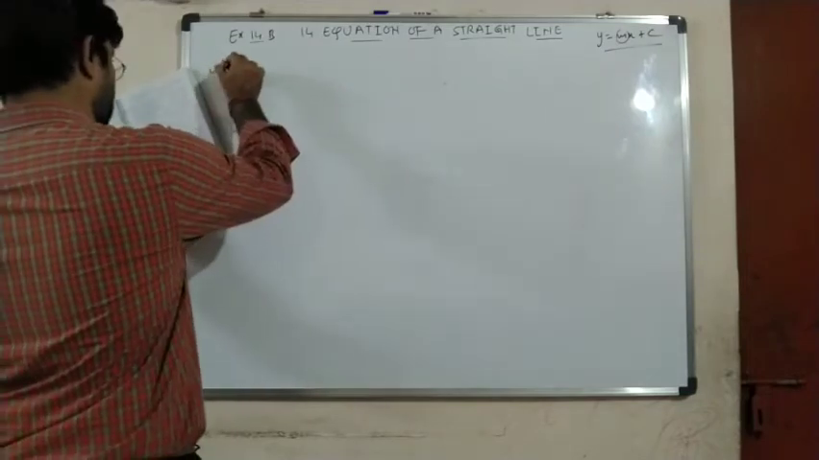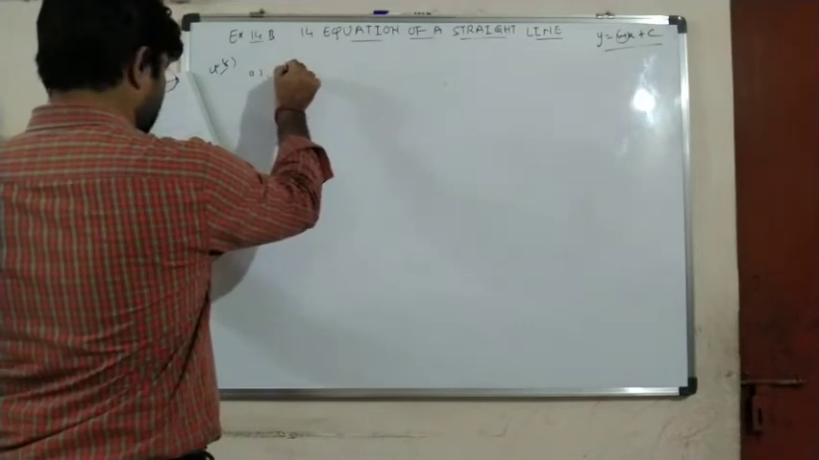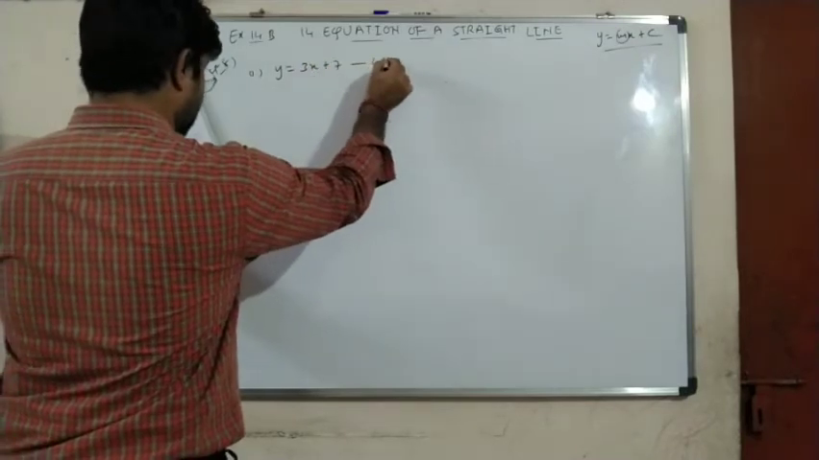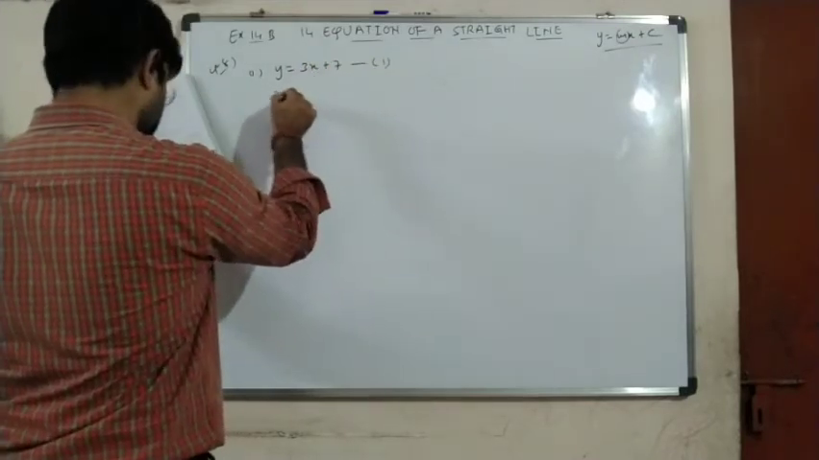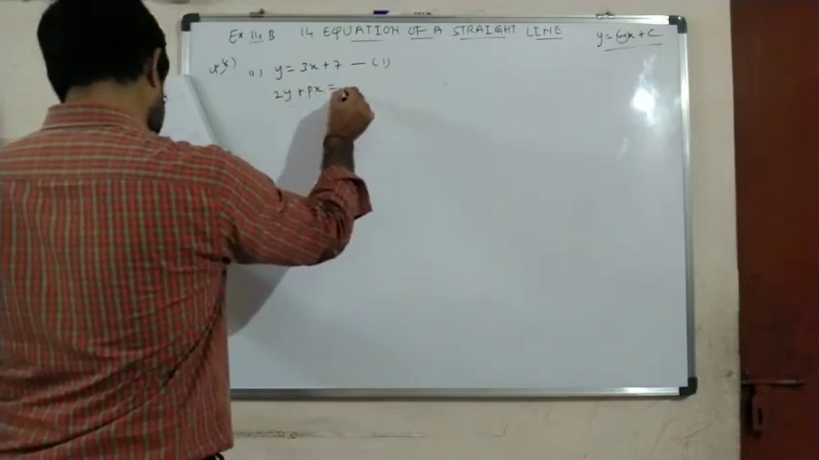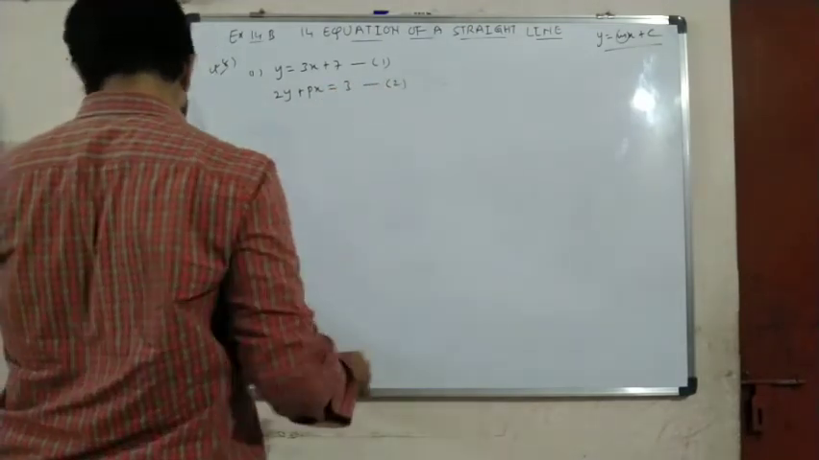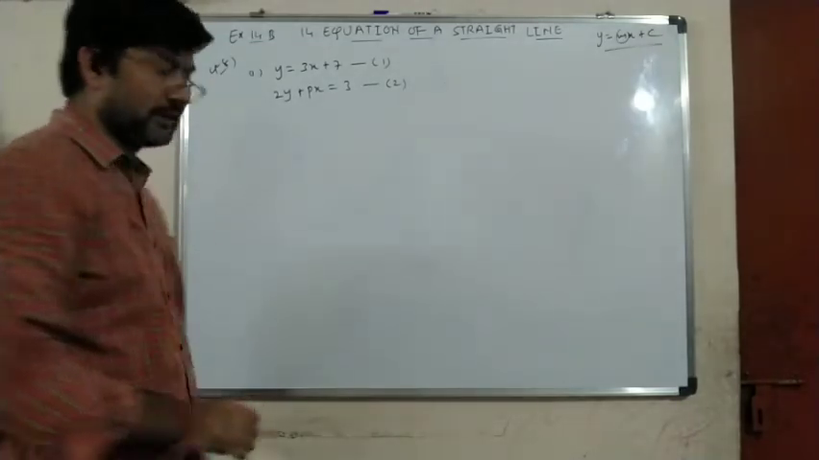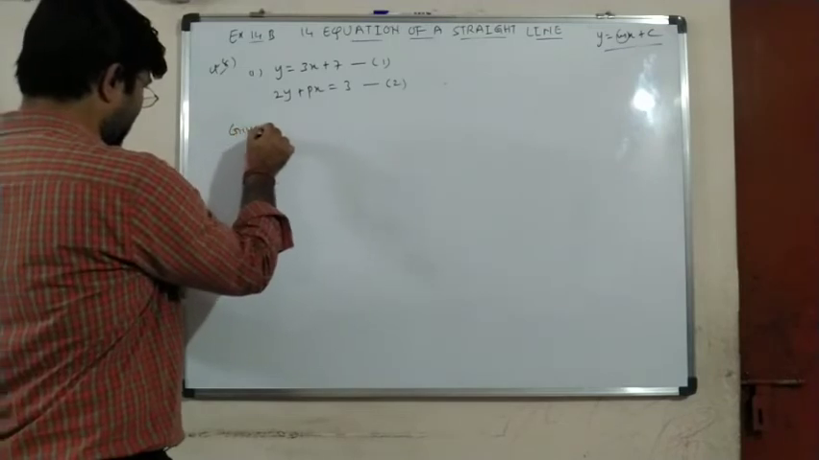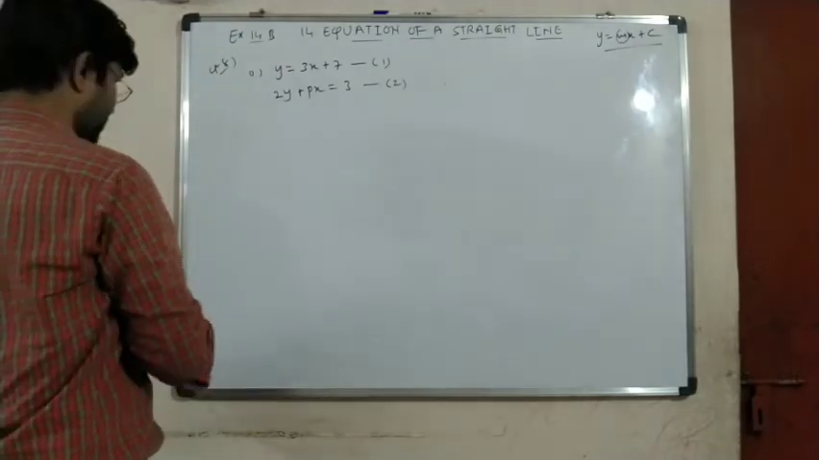Number 1. You are given the equations of line y is equal to 3x plus 7 and 2y plus px equal to 3. We have to find the value of p given that lines 1 and 2 are perpendicular. It is given that. Now let us first find out the slopes of the two lines and then we'll write these things.